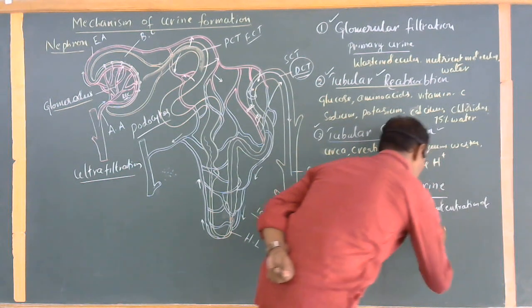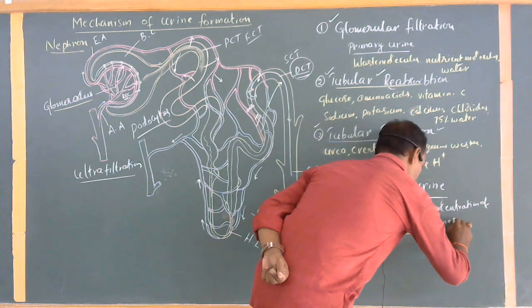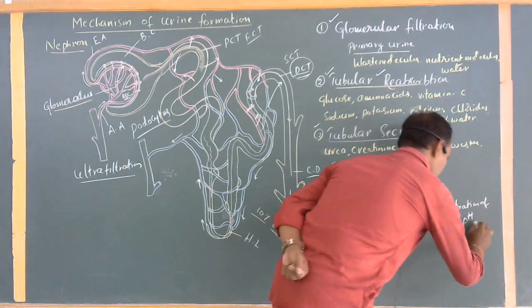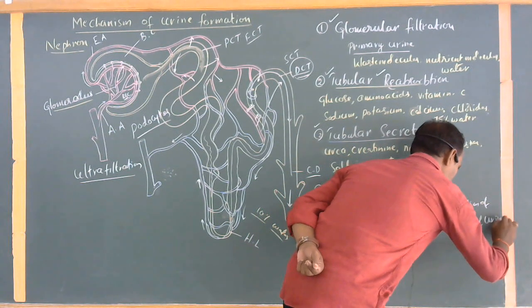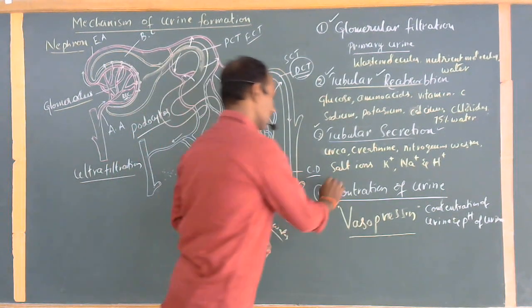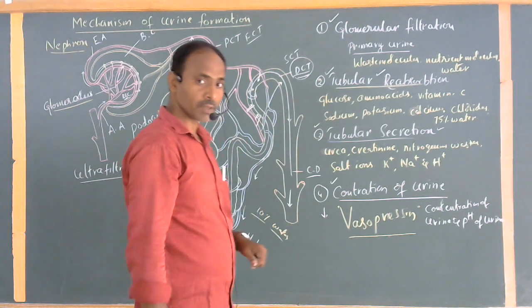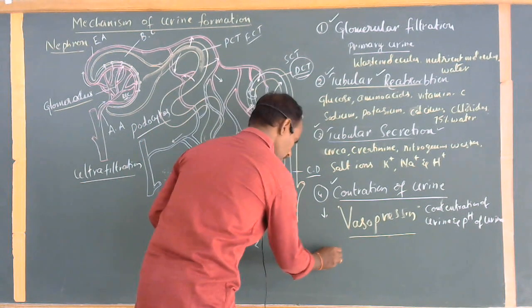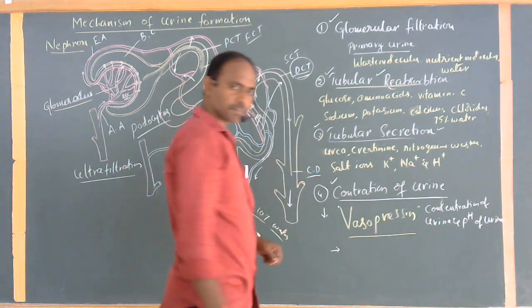Concentration of urine and pH of urine. These two steps also take place in the part of the DCT, that is, in the step of the concentration of urine. Clear? So for example, what is the use of vasopressin?